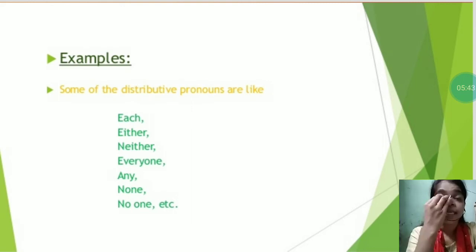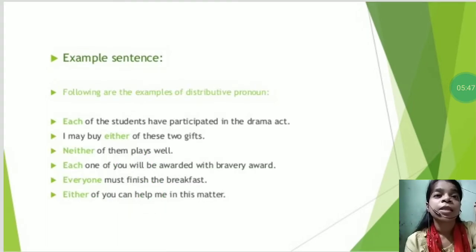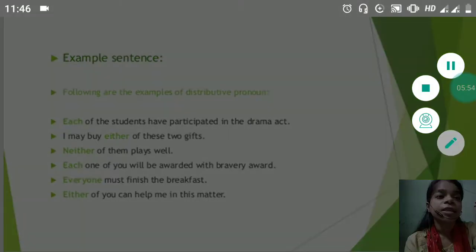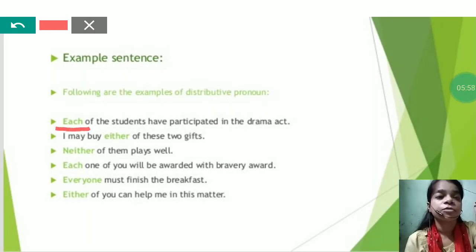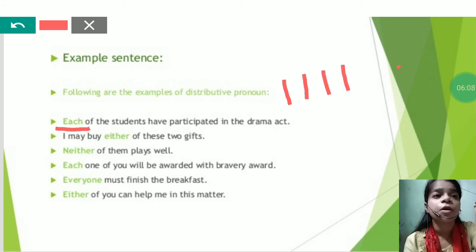Now let's see a few examples using the distributive pronouns. Each of the students has participated in the drama act. Now see, in this sentence the green word is a distributive pronoun. How is it a distributive pronoun? Because it is doing the separation of the students. Each of the students means first student, second student, third student, fourth student, and so on.